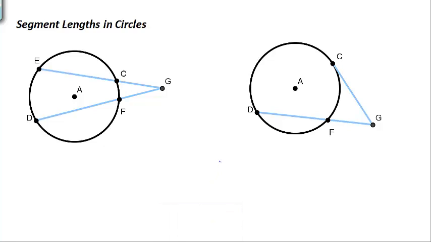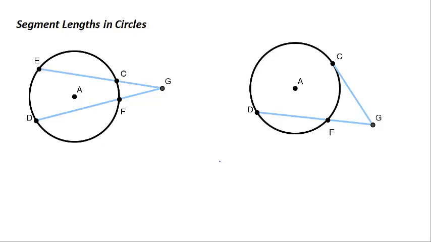Let's go ahead and take a look at a few other segment lengths that we can see in circles, this time not from chords, but from when we have either two secants that intersect outside the circle, or a tangent and a secant that intersect outside the circle. We can still see a way that these line segments are going to be divided up in a very predictable way. So let's start on the left here looking at two secants.